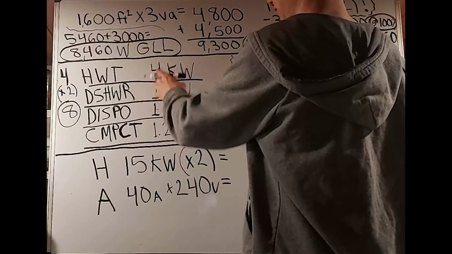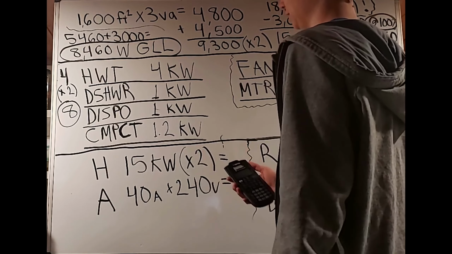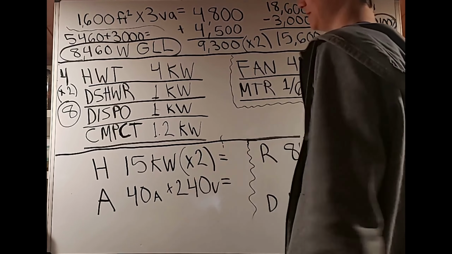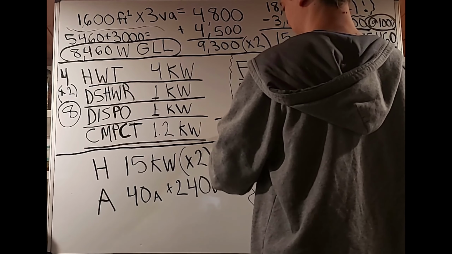We're just going to add 4 plus 1 plus 1 plus 1.2. Might seem ridiculous to use a calculator for it, but it's easy to get a little too cocky and then make a simple mistake and not get the right answer. Okay, I'm going to get 7.2 kilowatts.